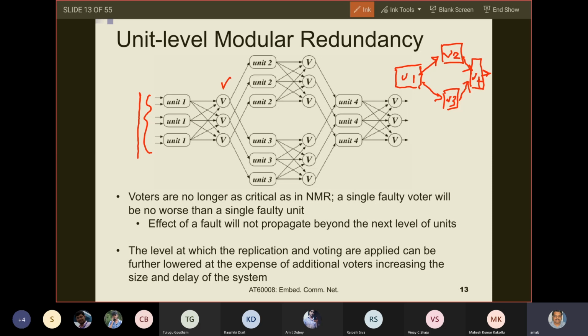Now the outputs from each of the 3 voters, suppose this voter 1 goes to unit 2 here, this voter goes to the second unit 2, and this voter goes to the third unit 2. Similarly for the other side as well, voter to unit 3.